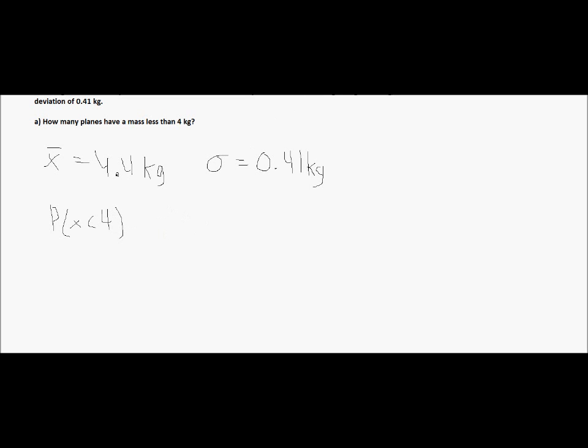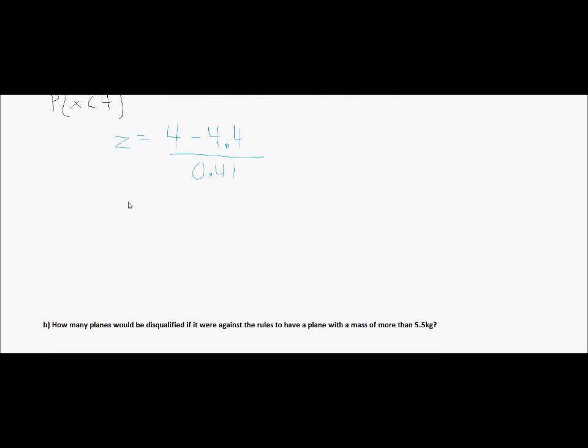So, you just stick this number into your z-score equation. Z equals 4 subtract 4.4 divided by 0.41, which is your standard deviation, and this equals negative 0.98. Then you go to your z-score table and find negative 0.98.